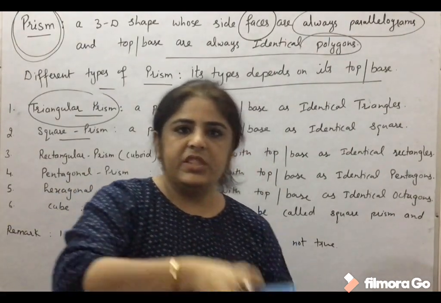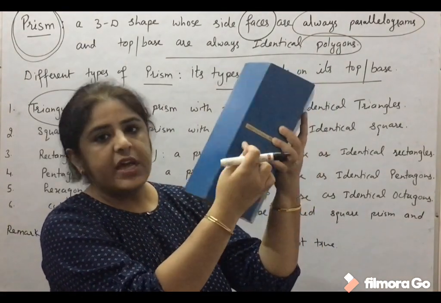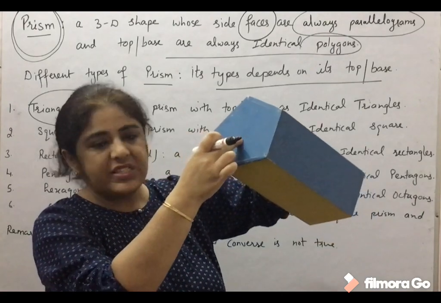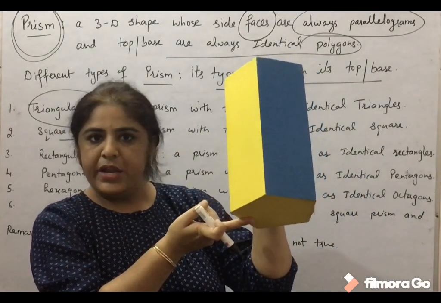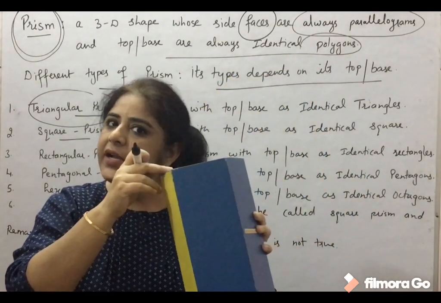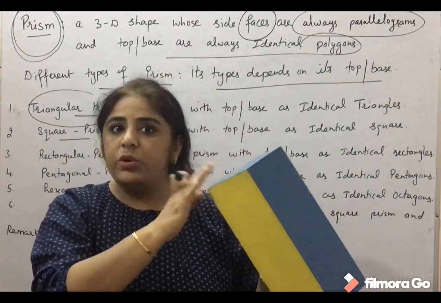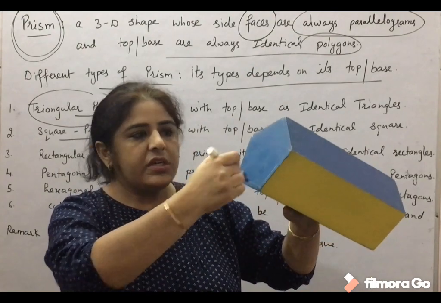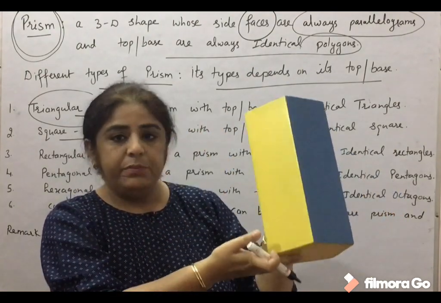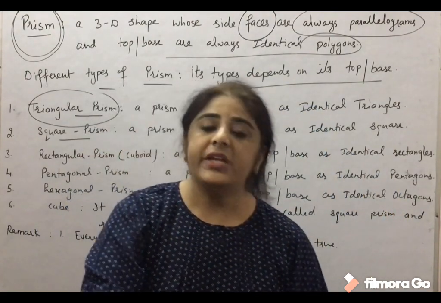If we go with this, side faces are parallelograms. Top is a pentagon. Base is a pentagon. So it is called a pentagonal prism. So it means its type depends on top and base. Whatever the type of top and base is, the prism is called that.